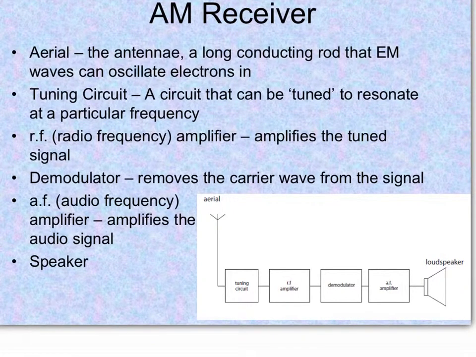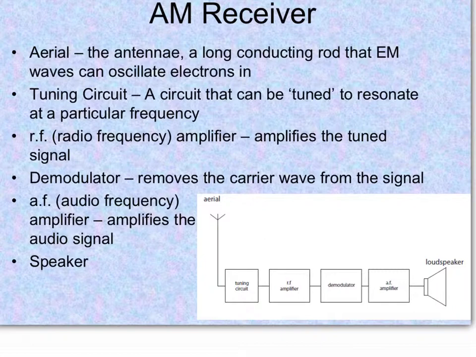You have your antenna, which sometimes is called an aerial. It's just a long conducting rod, a long piece of metal that the electrons can oscillate in. You have what we call a tuning circuit, and it's a circuit that's designed to resonate at a particular frequency, which is whatever the frequency of the AM station is. That tuning circuit, in the radio in your car, you can change what frequency it resonates at, so you can change the station.